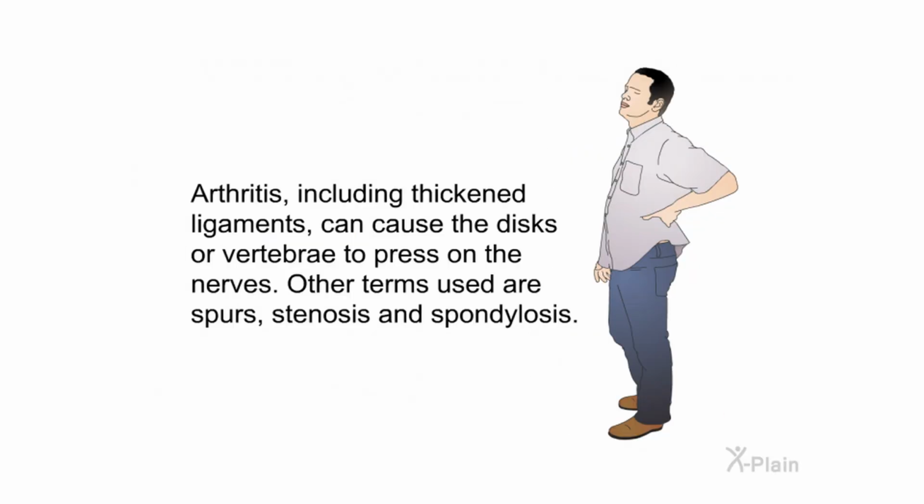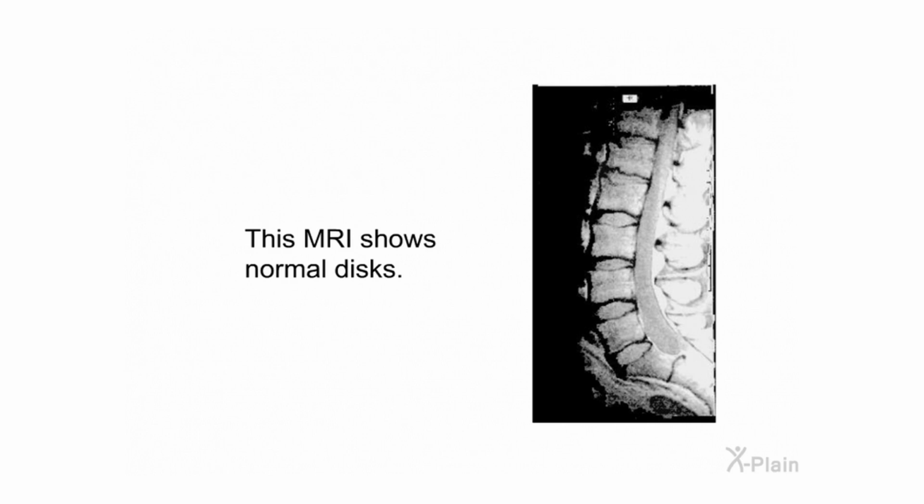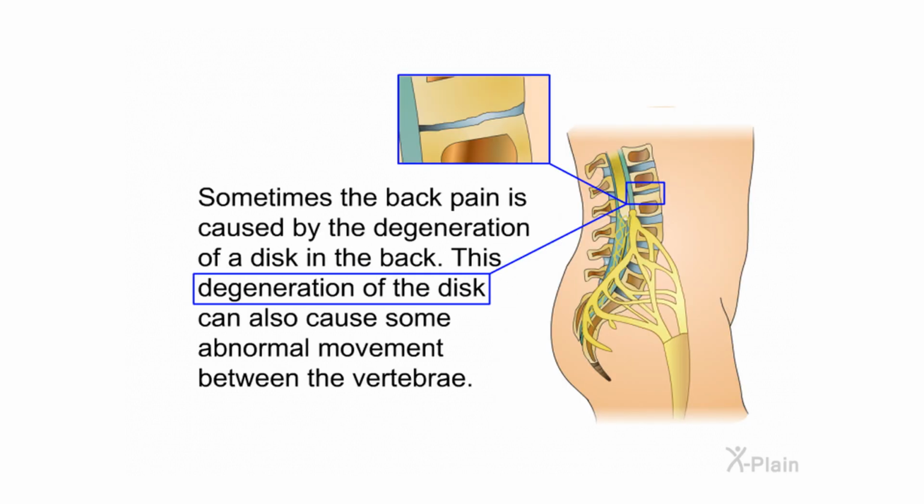Arthritis, including thickened ligaments, can cause the discs or vertebrae to press on the nerves. Other terms used are spurs, stenosis, and spondylosis. The doctor uses an MRI of the back to see the vertebrae, the discs, and the nerves. This MRI shows normal discs. This MRI shows a herniated disc. Sometimes the back pain is caused by the degeneration of a disc in the back. This degeneration of the disc can also cause some abnormal movement between the vertebrae.